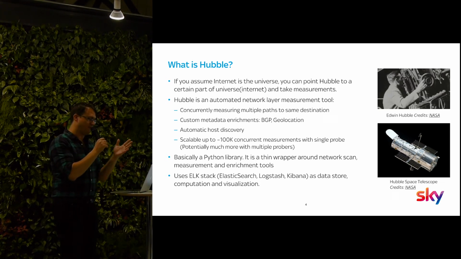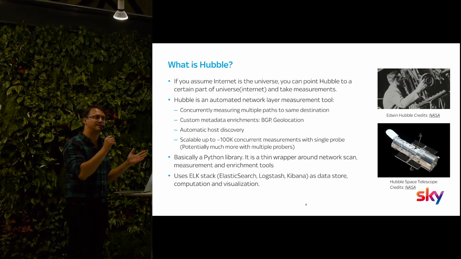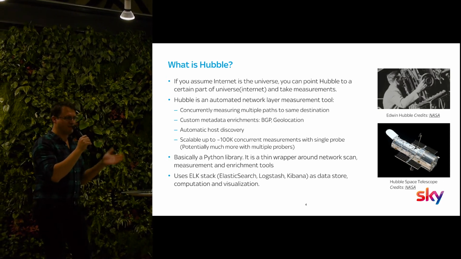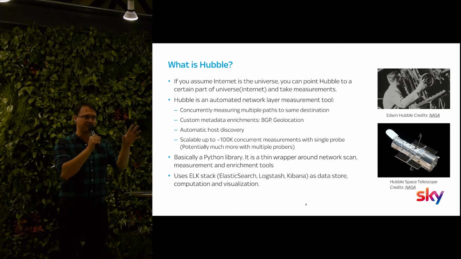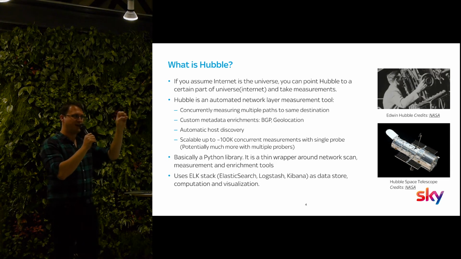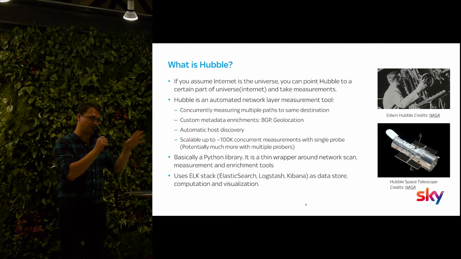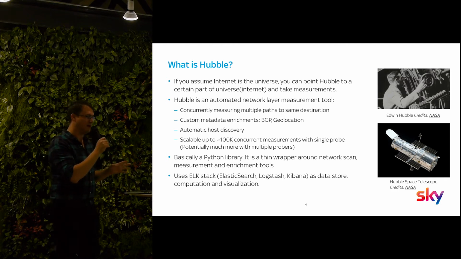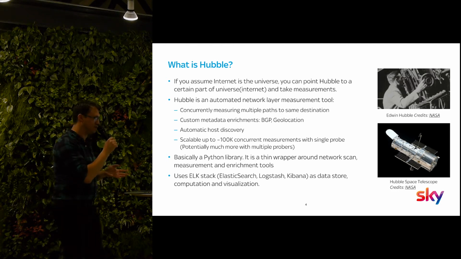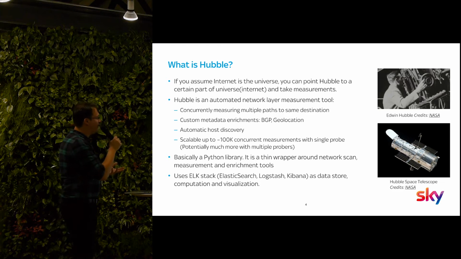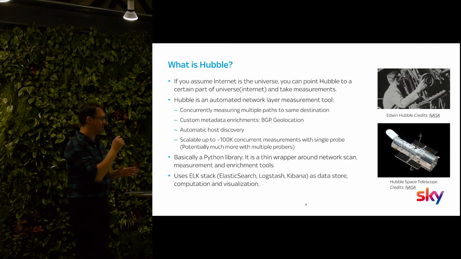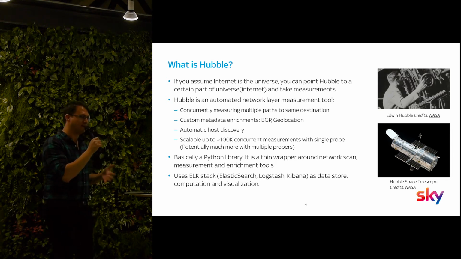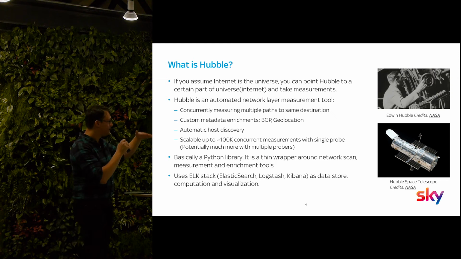The Hubble Space Telescope has different equipment: you can target one part of space and get detailed measurements, or use other equipment to get more general measurements at lower resolution. It's pretty much like that with our tool. At the moment it's a network layer measurement tool, but we are thinking of expanding it to other layers.